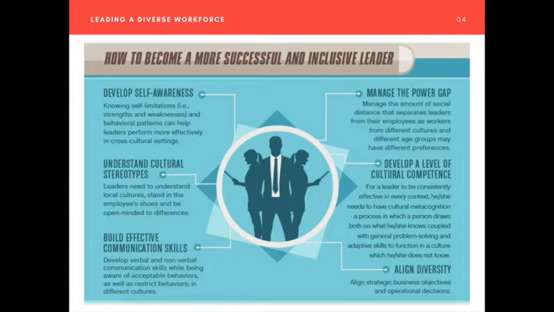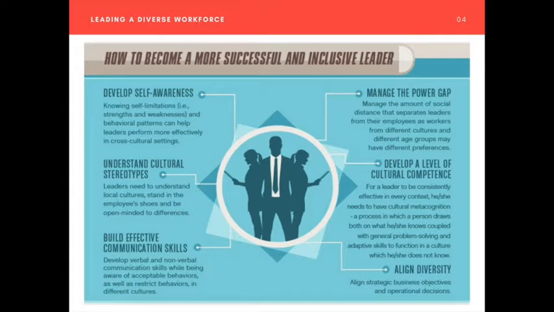The next is for the leader to understand cultural stereotypes and how to avoid using them in the workplace. They need to be open-minded to different people of the same culture having different skills than the other. Another way of bridging cross-cultural leaders and employees is by building effective communication skills. By developing a standard of boundaries and ways of communicating, the leader can restrict unsatisfactory behavior.